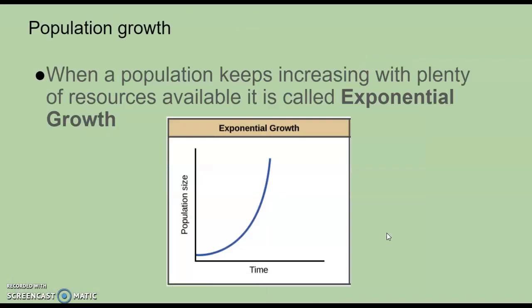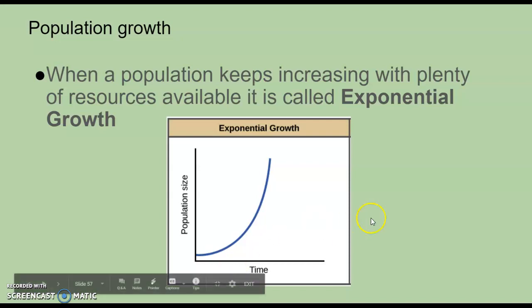When a population keeps increasing, it keeps growing and growing and growing, there's plenty of resources available. This is called exponential growth. As time goes on, the population size is increasing, and I see my graph look like this. It's a very distinct curve and it's continuously going up. We call this exponential growth.